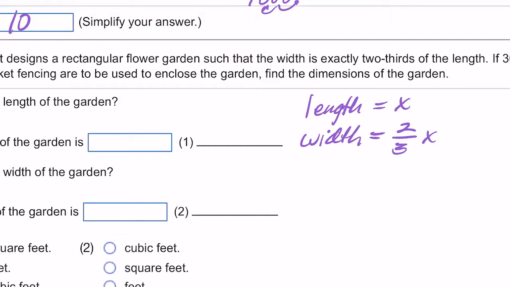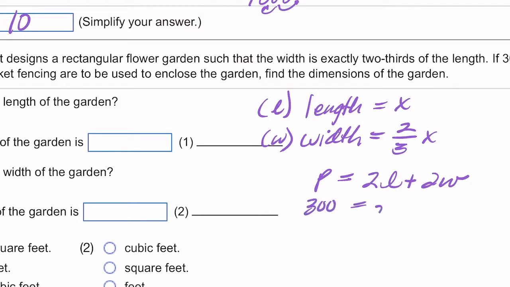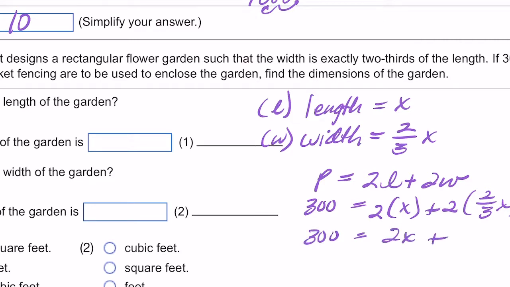They tell us that we're going to take 300 feet of fencing to enclose the garden. So we're dealing with perimeter. And the perimeter of a rectangle is, if you'll remember from video 1, 2 times the length plus 2 times the width. So now I'm just going to replace, remember length is L, width is W, I'm going to replace my numbers in my formula. So perimeter is 300, and then I have 2 times the length, which is just x, and 2 times the width, which is 2/3 x. So what I have here is 300 equals 2x plus, to multiply 2 times 2/3, you would just do 2 times 2, which is 4 over 3x.